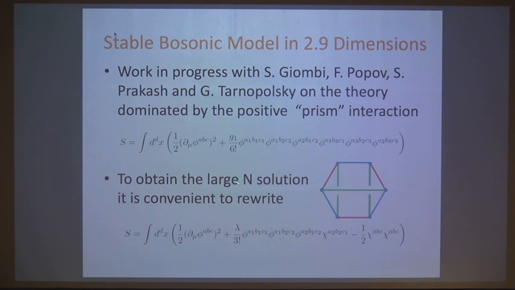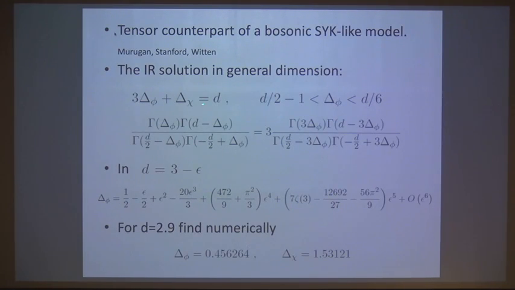To see that the large N limit is solvable, you introduce an auxiliary field chi and rewrite it with the help of this auxiliary field, and then play the Schwinger-Dyson game. Actually, this theory in SYK-like language was studied by Murugan, Stanford, and Witten, but mostly in two dimensions. We looked at it in arbitrary d, and we find that in 3 minus epsilon, everything looks OK. You get this condition on delta phi. You can attempt a 3 minus epsilon expansion, and it looks perfectly real.